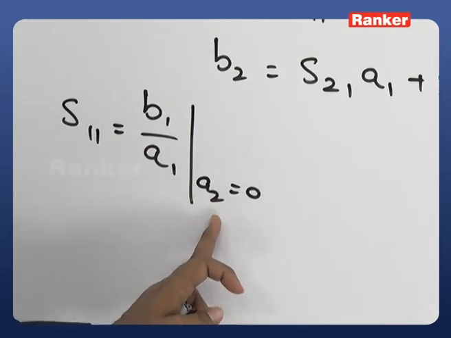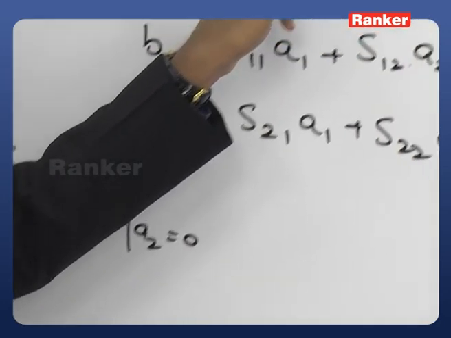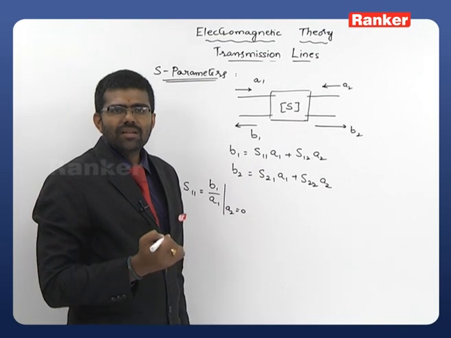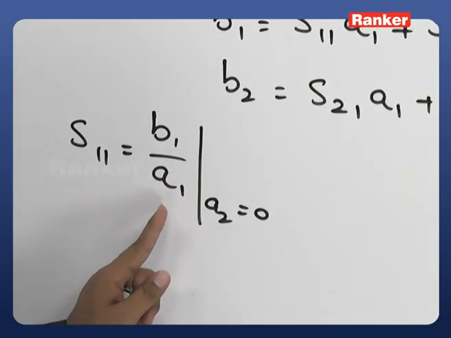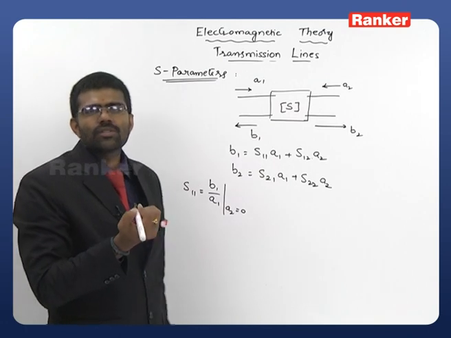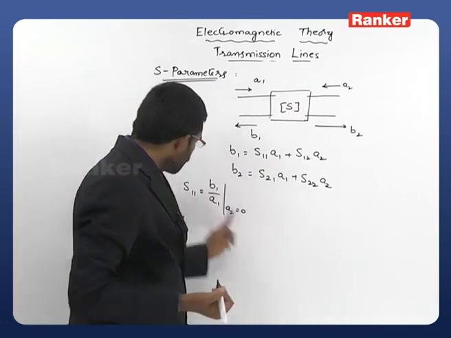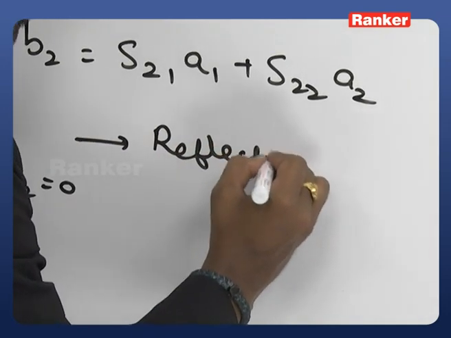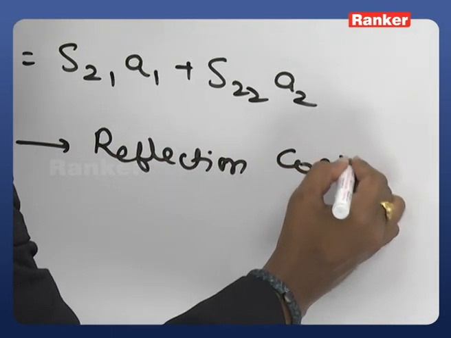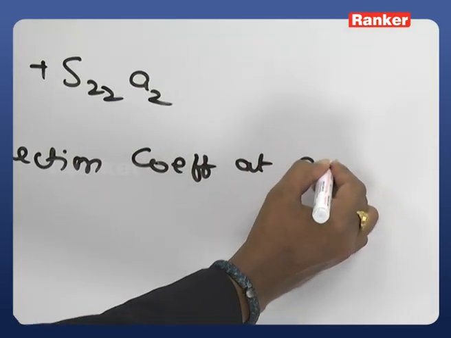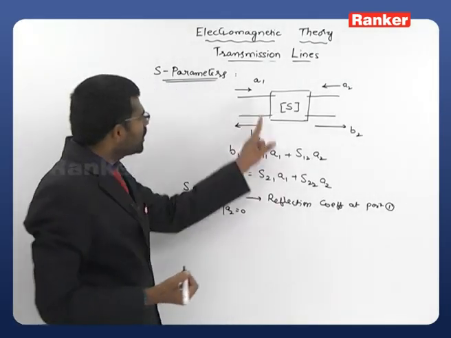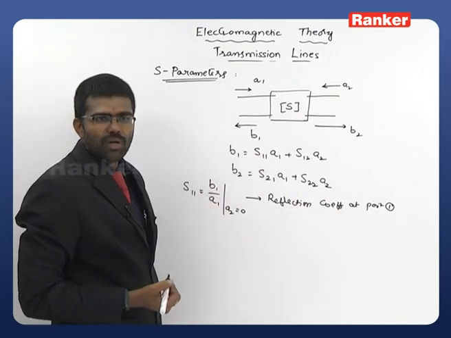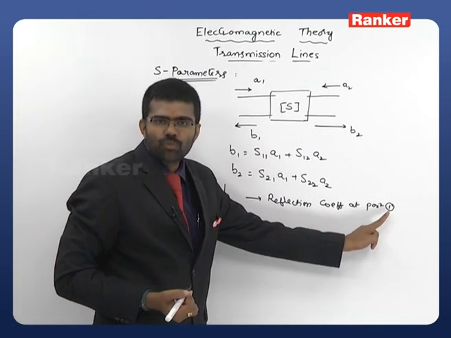What is the meaning of this one? B1 reflected from port 1, A1 incident at port 1, right? Here clearly it is the reflected power to the incident power. Reflected power to the incident power is always called as reflection coefficient. So this S11 can be interpreted as reflection coefficient at port 1, right? So here clearly you are observing this is at port 1 and it is a ratio of reflected wave to the incident wave. That's why it is called as reflection coefficient at port 1.